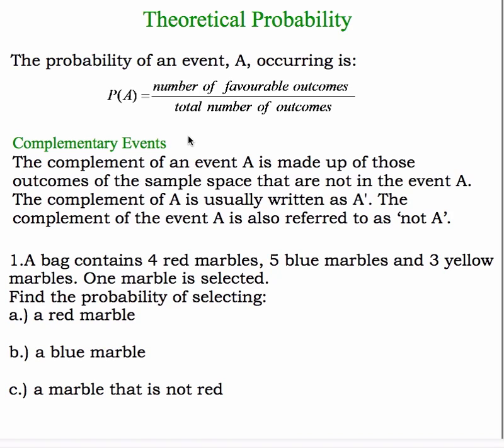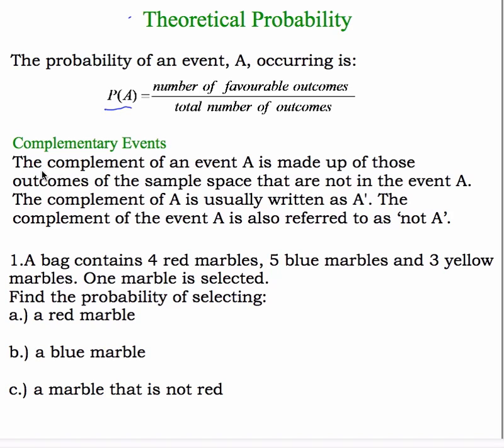Hello, this is Mr. Collier, and today we're studying theoretical probability and sample space. So here is a formula for theoretical probability. The probability of an event happening, probability of A, is the number of favorable outcomes over the total number of outcomes. Okay, and then we're going to show an example here in a second.